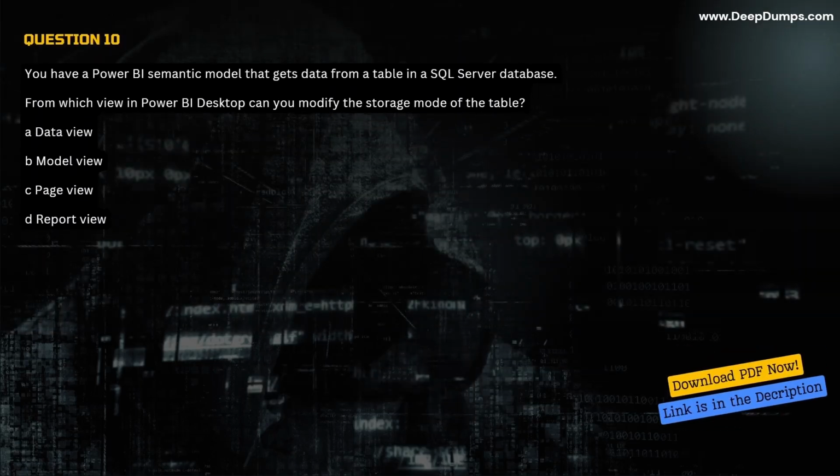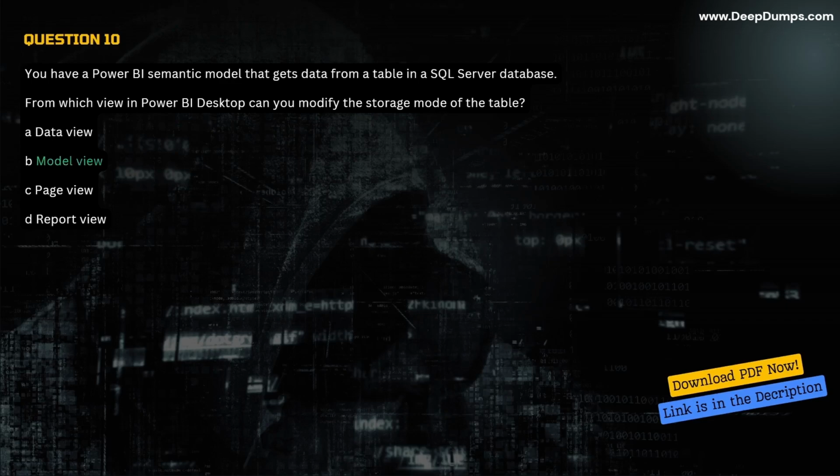Question 10. You have a Power BI semantic model that gets data from a table in a SQL Server database. From which view in Power BI Desktop can you modify the storage mode of the table? A. Data view. B. Model view. C. Page view. D. Report view.